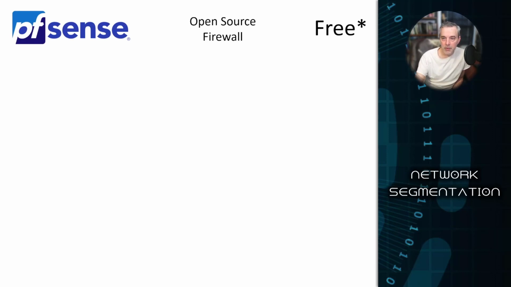So for a firewall, I went with open source software, and that is free. And I'll explain the asterisk here in a second. But pfSense is an open source firewall software that you can download, and it's free to use for anybody that downloads it. But you need hardware to install it on. So the software itself is free, but the hardware you'll have to acquire.